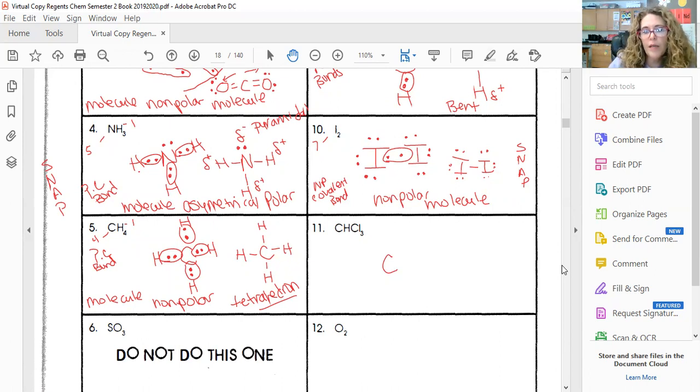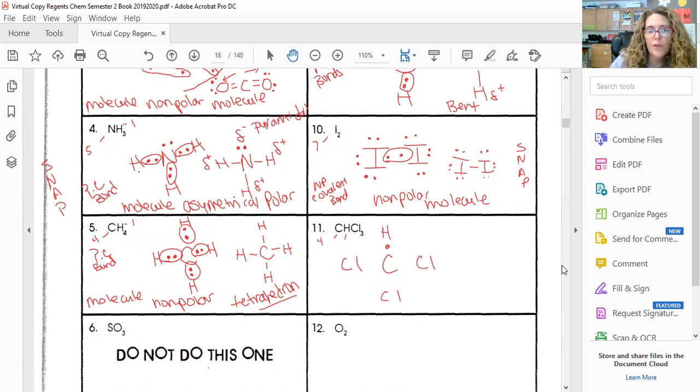So carbon has 4 valence electrons. I know it has to make 4 bonds. If it has to make 4 bonds, it's going to go in the center. I know hydrogen cannot go in the center, so hydrogen is going to have to go over here. And now I've got 3 chlorines, right? Because I've got 4 things to attach to the carbon. So I'm going to have a chlorine, and a chlorine.